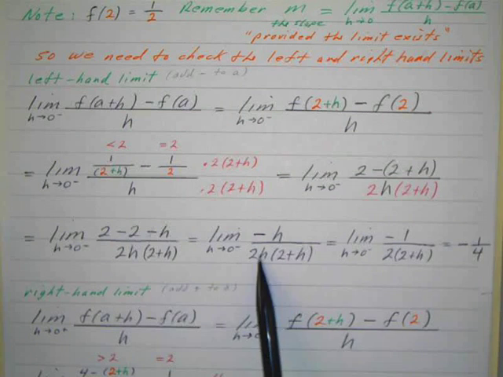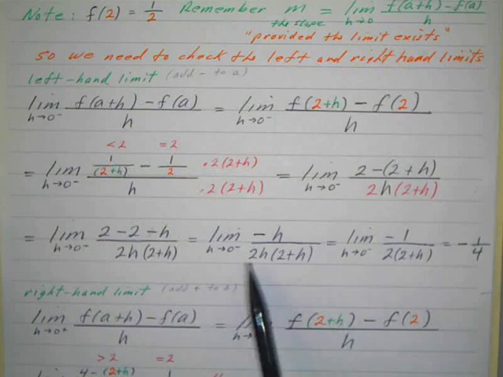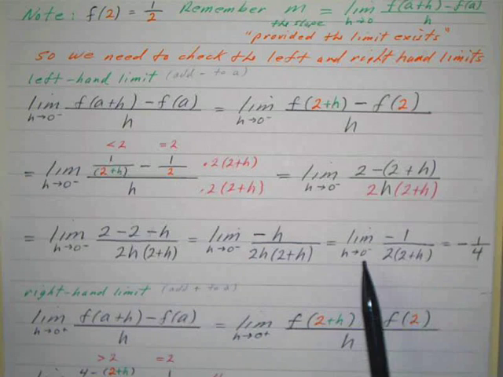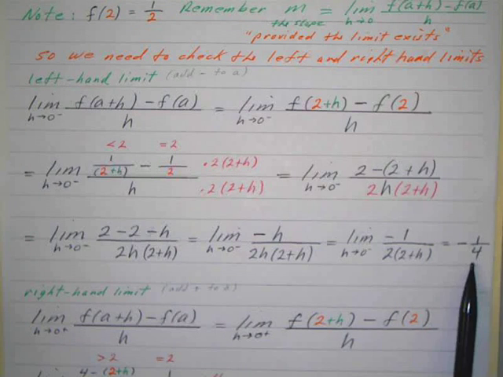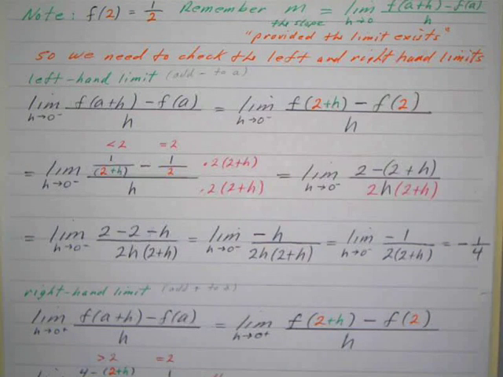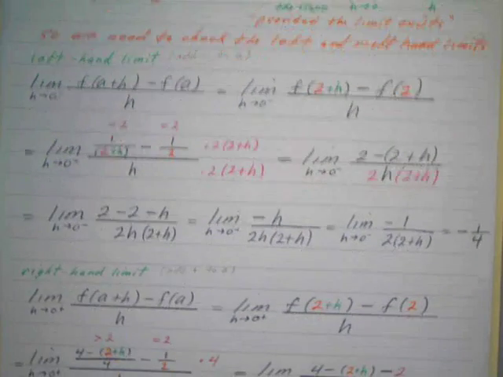So if I cancel h over h is 1, replace that by 1, I have negative 1 all over 2 times 2 plus h, then I can substitute my 0 now. And the 0 just makes that disappear, so I've got negative 1 over 2 times 2, which is negative 1/4. So that's the left-hand limit. Okay, hope you can see that.